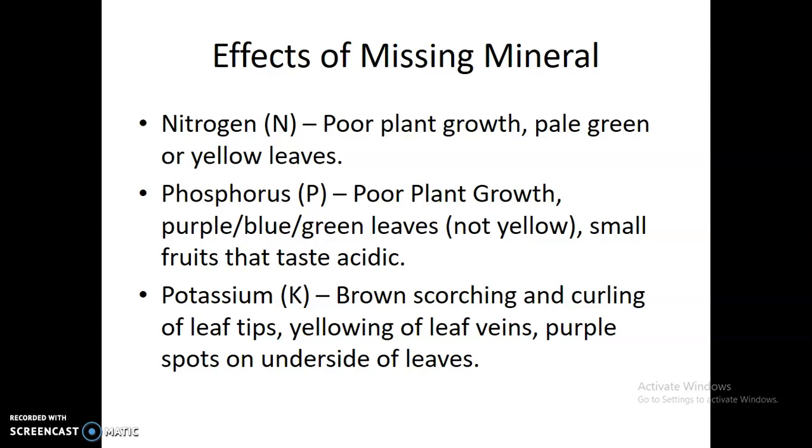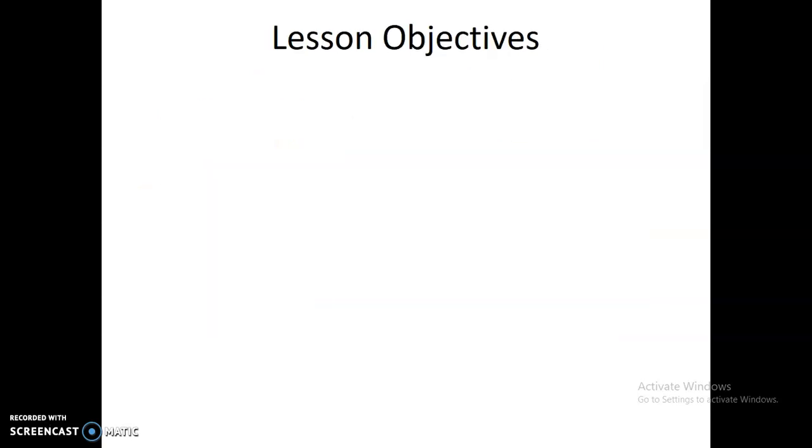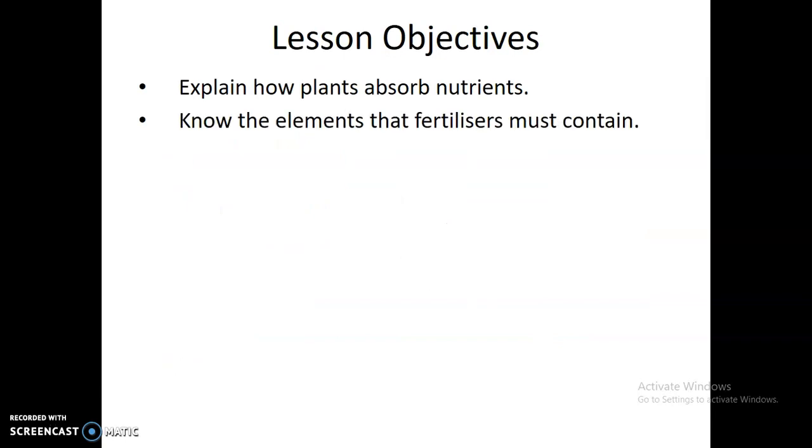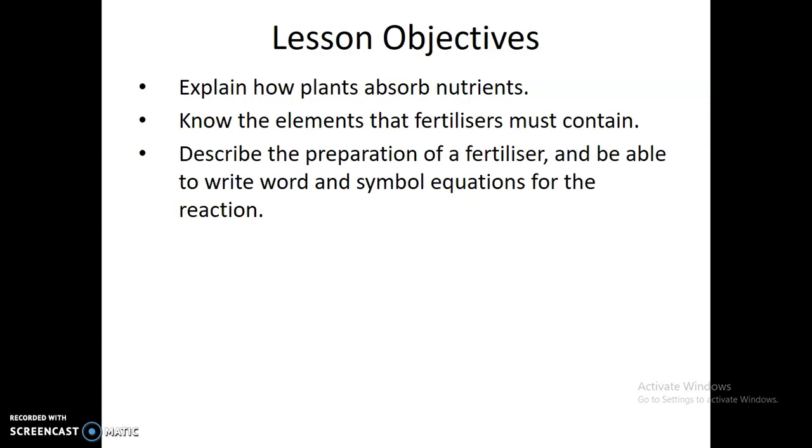Potassium, you're getting that brown sort of edging on the leaves. The leaves curl up. You get yellowing of the veins. Poor disease resistance is what that relates to. So those are the three essential minerals that plants need. So what we're going to look at today is really how plants absorb nutrients, know those three elements, which we've just done, and be able to look at how we make fertilisers.